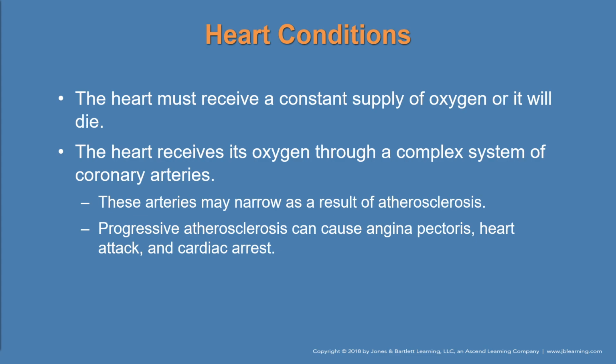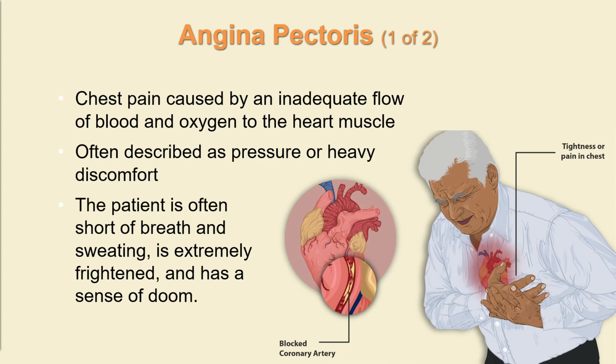So why do we care about the heart? Well, again, because if the heart's arteries close off, we will know immediately. Whereas if the arteries of another organ close off, we will have organ damage and it will manifest in other ways, right? So progressive arterial sclerosis can cause what's called angina pectoris, which we'll talk about next, a heart attack, or even cardiac arrest. A heart attack and cardiac arrest are two different things, and we'll talk about that as well. So let's talk about angina pectoris. This is chest pain caused by an inadequate flow of blood and oxygen to the heart muscle.